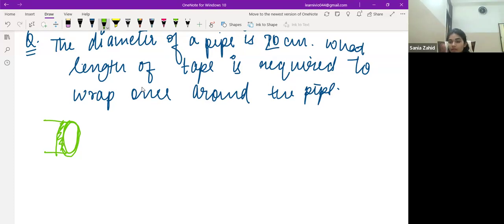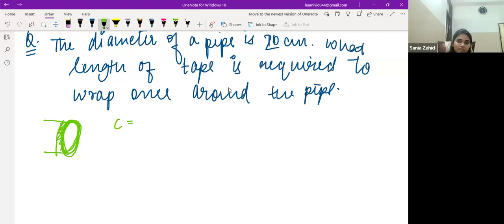What length of tape do we need? The length of the tape must be equal to what? Length of the pipe. Yeah, the length of the pipe. That means this portion. So what is the formula to find this portion? What is this called? Circumference. And what is the formula of circumference? 2 pi r.